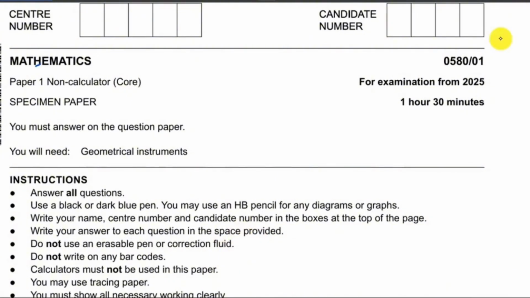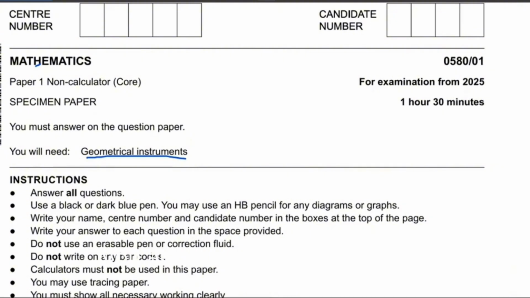In all maths papers, you must always bring geometrical instruments, which is your mathematical set. You must answer all questions. That's the most important part. Make sure you attempt all questions. You must not leave any questions unattempted, because there are marks and part marks for all the questions that you attempt.